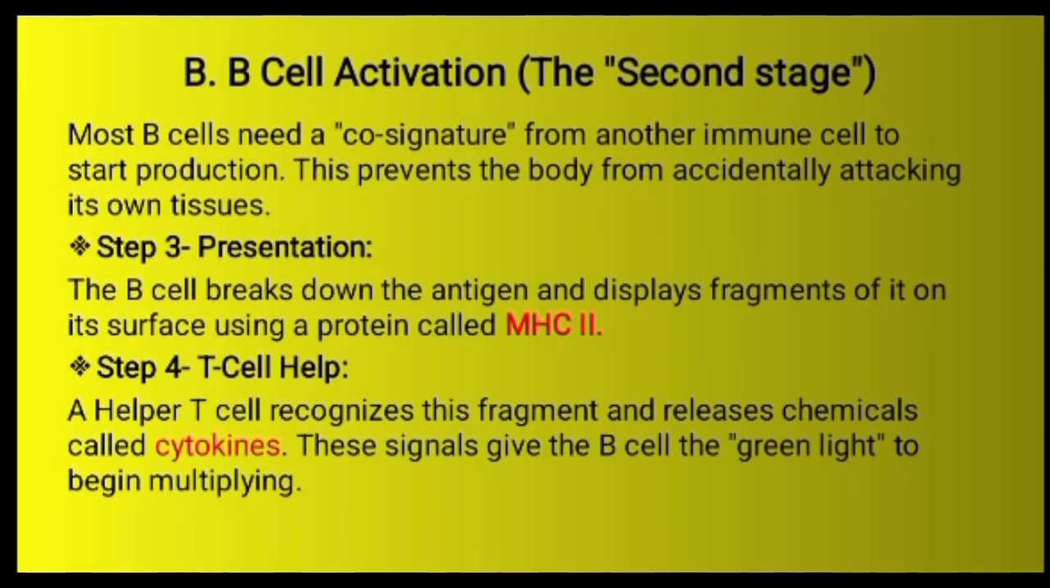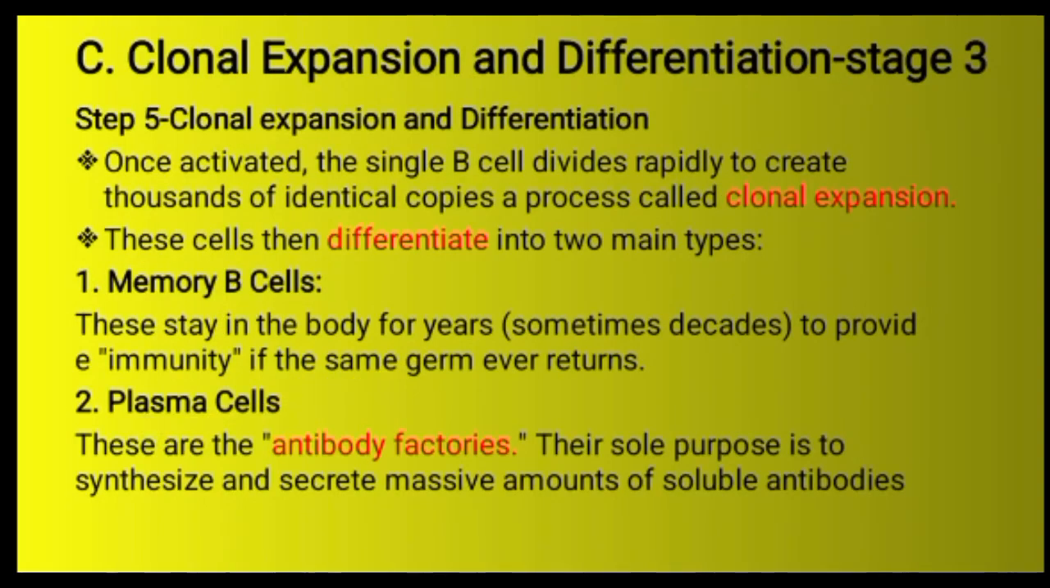So the T cell recognizes the fragment on the surface of the B cell, then it will attract the action of the cytokines, which work by concentration gradient. These signals give the B cell the green light to begin multiplication. Then immediately this happens, the B cell enters what is called clonal expansion and differentiation. In clonal expansion, the single B cell divides rapidly, creating thousands of identical copies.